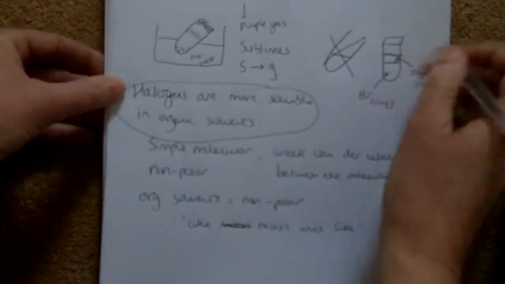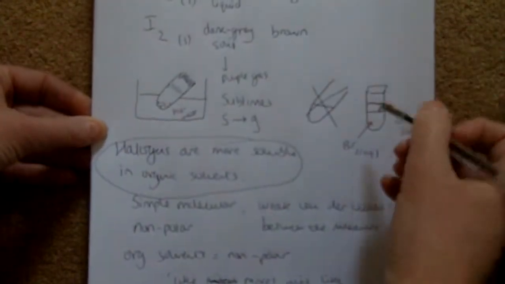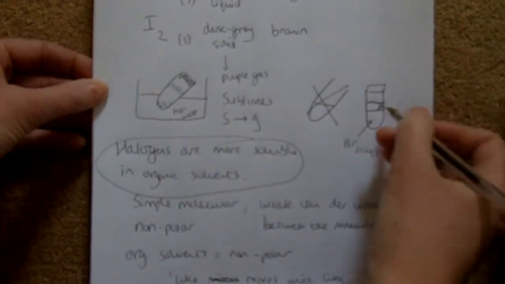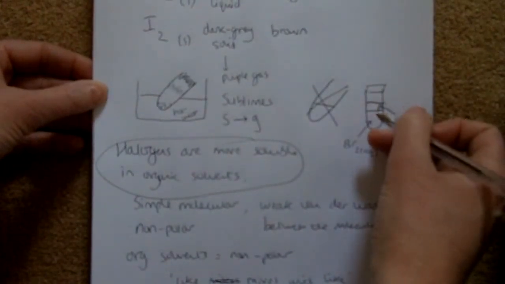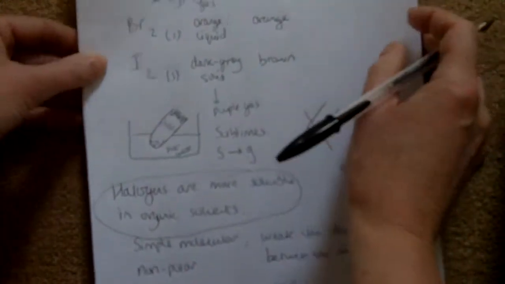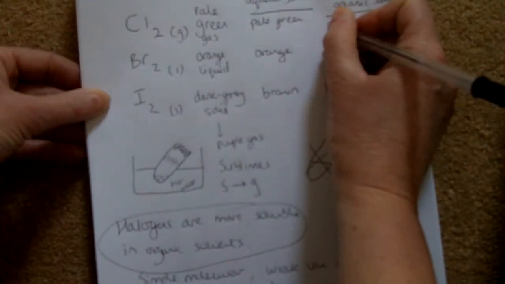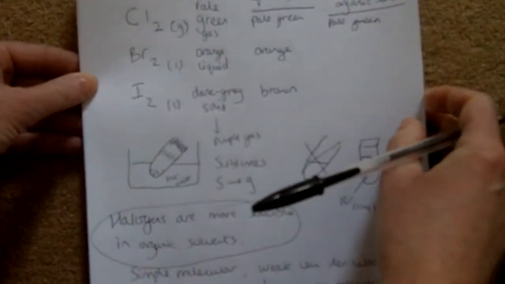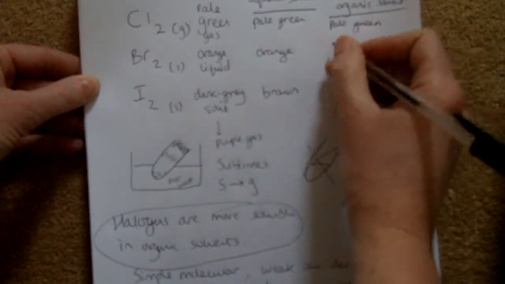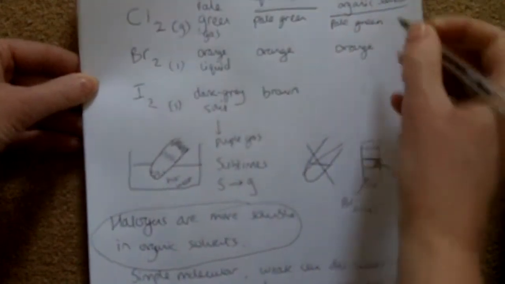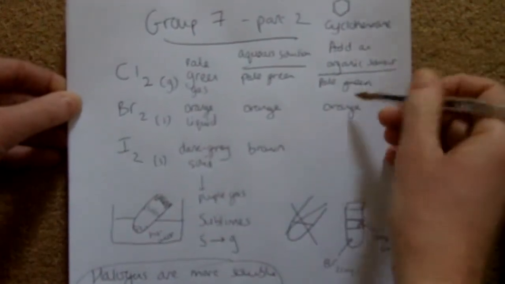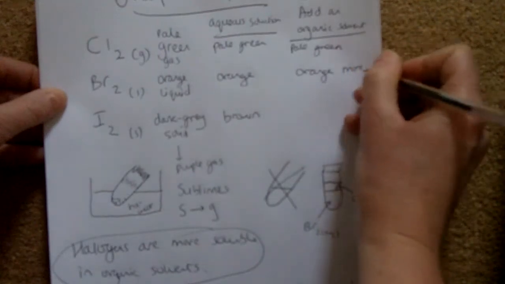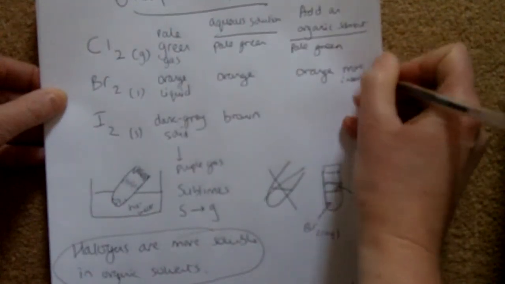So if you want to check which halogen you have got, you put in some organic solvent and give it a good shake up, and the colour is more intense in the top layer. For chlorine you get the same colour, still a pale green, but a more intense colour. You can see it a lot easier. And bromine is still orange in the organic solvent, but a more intense, darker orange.